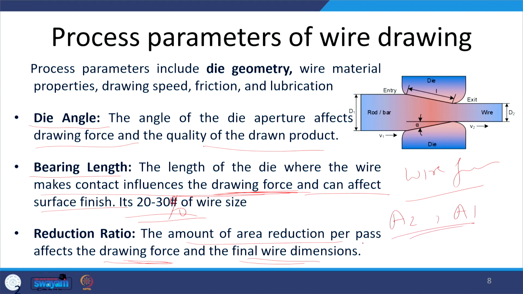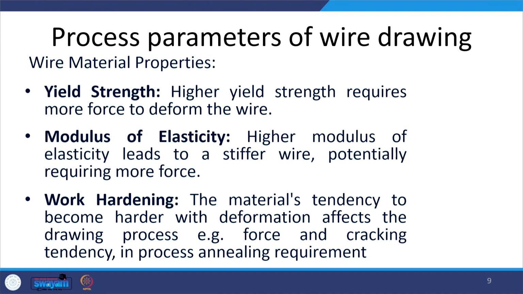So, that will be determining the reduction ratio. Now, the material properties: the higher the yield strength, the greater the force required for wire drawing. So, higher yield strength requires greater force to deform and to facilitate the wire drawing. Similarly, a higher modulus of elasticity leads to a stiffer wire and potentially requires more force for wire drawing.